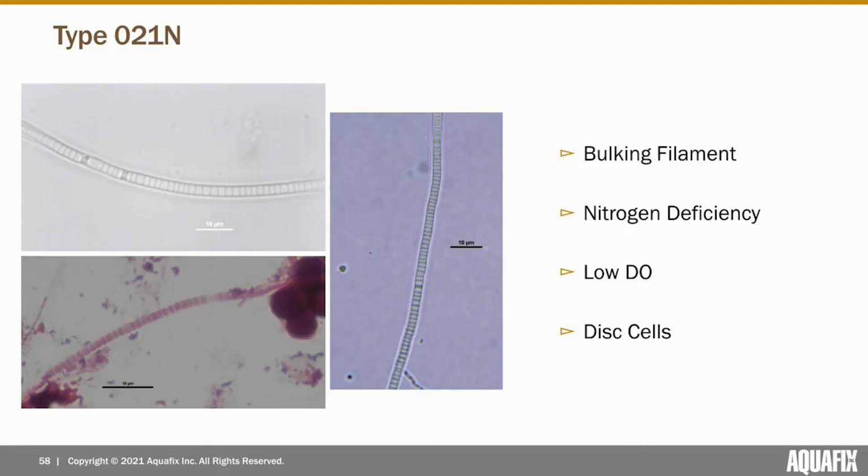Type 021N is a thick filament that can cause bulking to occur if abundant enough. This filament is thought to fit into the Thiothrix genus. However, type 021N doesn't readily store sulfur granules, and it's more closely associated with nitrogen-deficient conditions, but similar to Thiothrix, it also does prefer low DO. This filament can be identified and differentiated from Thiothrix by its disc-shaped cells when viewed under 1000x magnification.